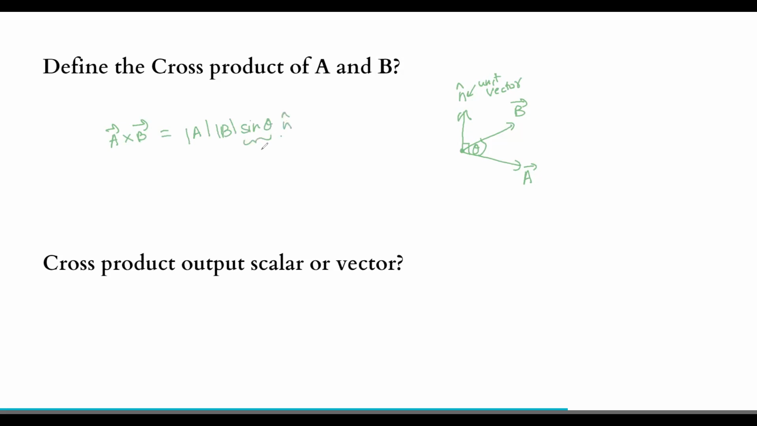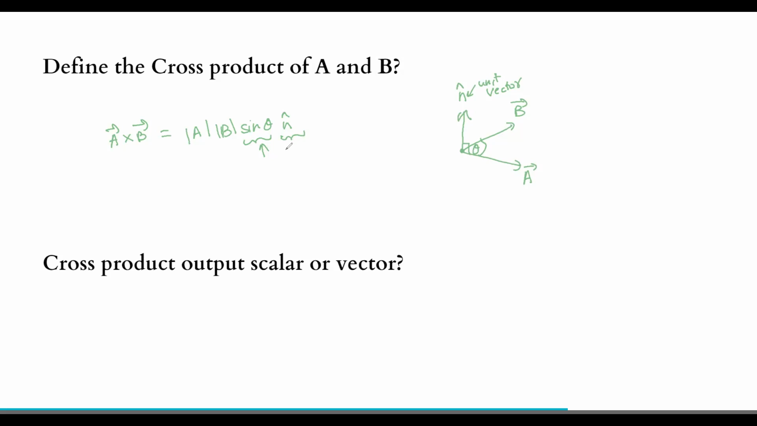So the sine theta is the difference: in the dot product, we use the cos theta. In here, we are using the sine theta. And also we are adding this unit vector, which gives us a direction along which the output is lying.